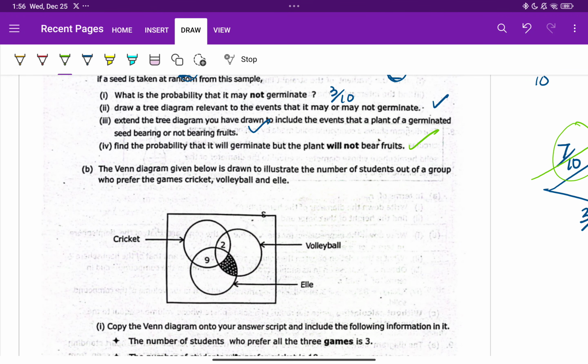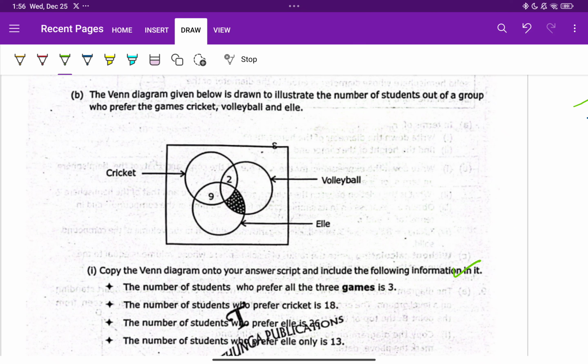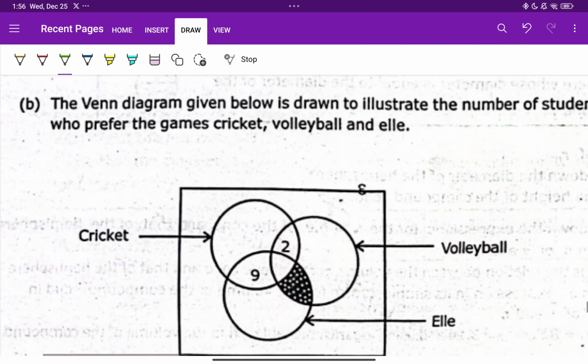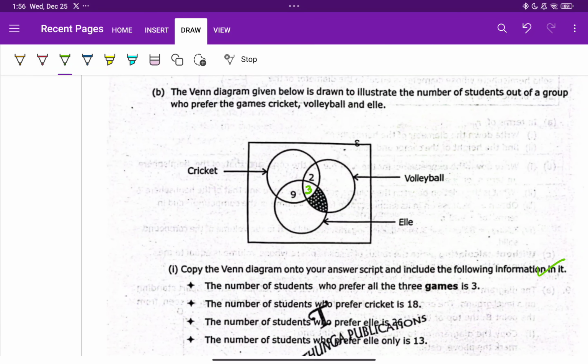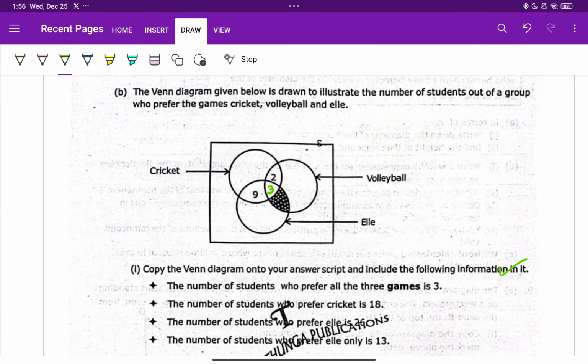The Venn diagram given below is drawn to illustrate the number of students out of a group who prefer the games cricket, volleyball and LA. Okay, copy the Venn diagram into your answer script and include the information, right? The number of students who prefer all three games is 3. So the value in the middle, in the intersection, should be 3. The number of students who prefer cricket is 18. So the total of the cricket circle would be 18.